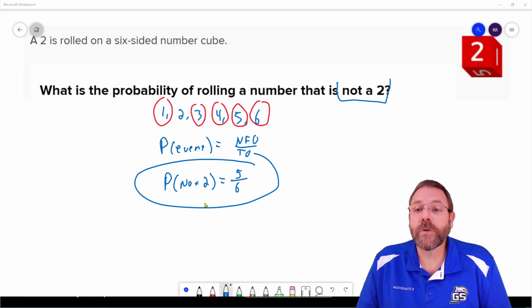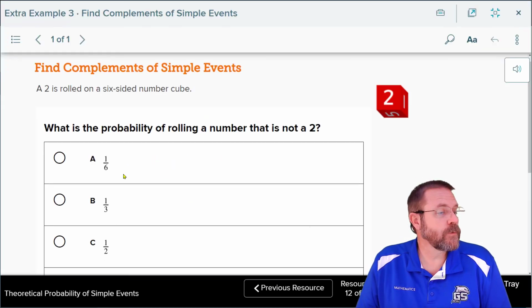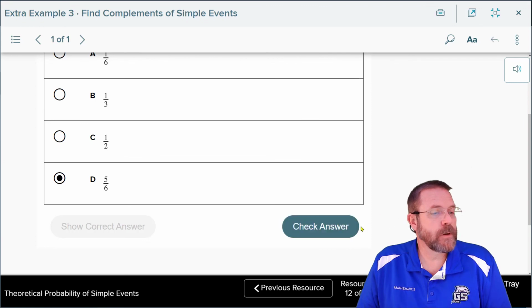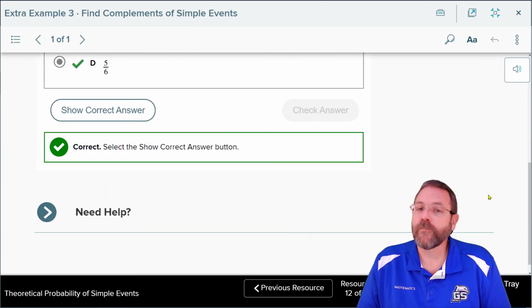This stuff's really simple, isn't it? Very refreshing after the last module. So D is going to be a correct answer, and boom, very easy math.